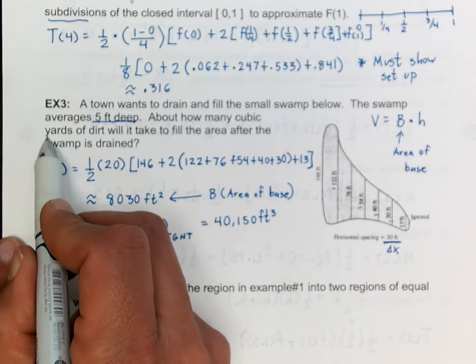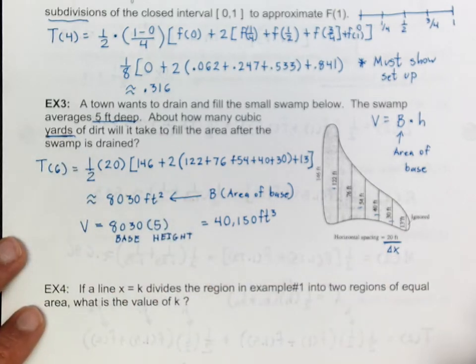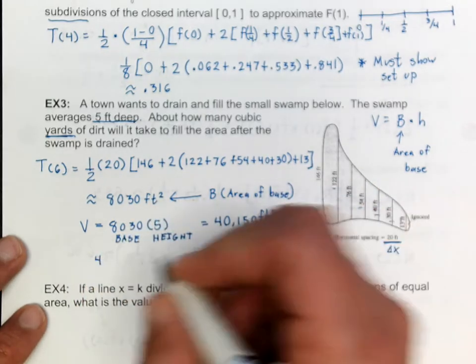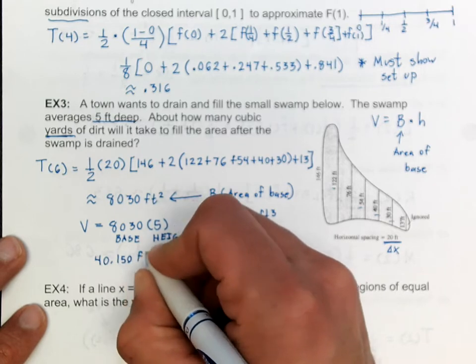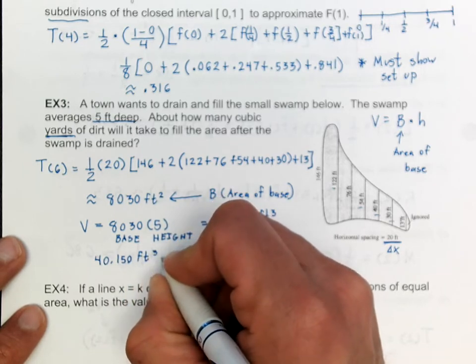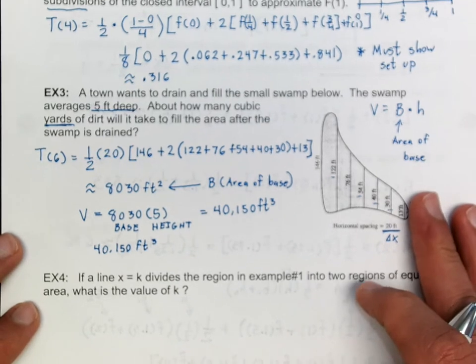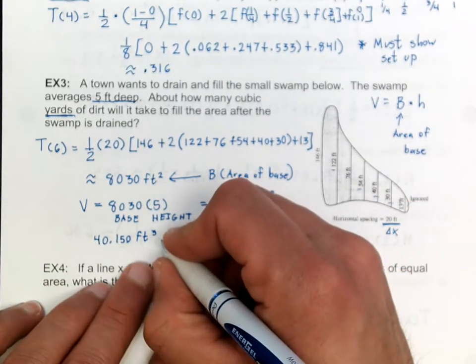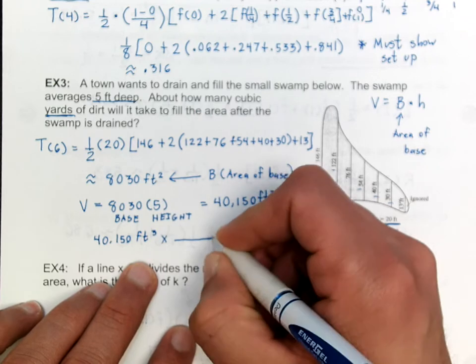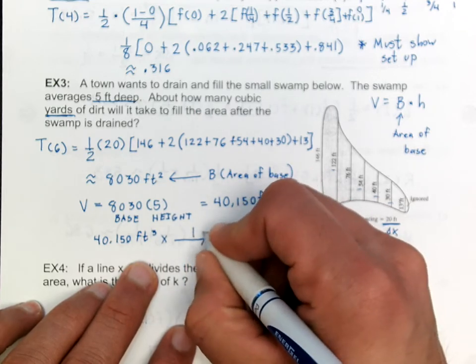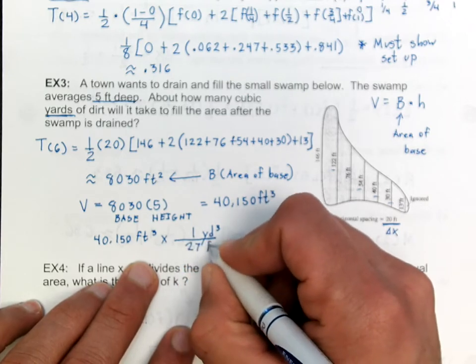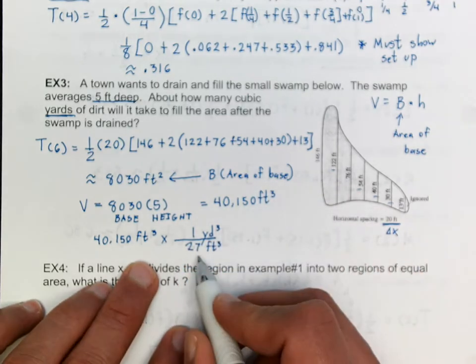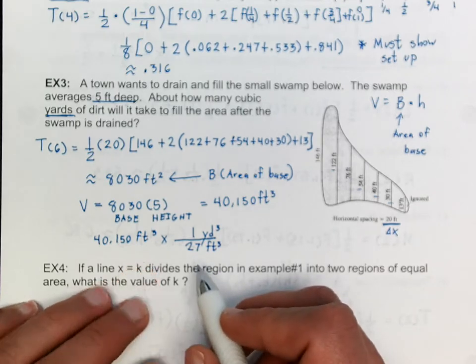However, they want to know this in yards. So you have to do a simple conversion, if you know it, hopefully. This kind of goes back to your old science days, perhaps physics, perhaps chemistry. If I want to get rid of feet cubed, I know that 1 yard cubed is equal to 27 feet cubed. Remember, 27 came from multiplying 3 times 3 times 3.